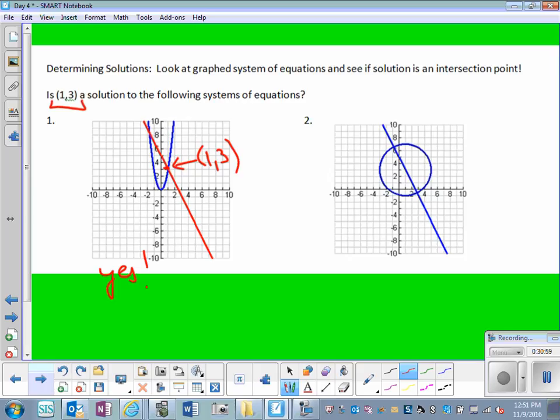1, 3. What about the second example? No. Everyone agrees? Lily, do we agree? So the answer is no. And why? Because even though the line goes through the point, the circle and the line are not touching at the same point. So this point 1, 3 satisfies the equation that gives us our line, right? It's on the line, but it's not on the circle. So it will not satisfy one of the equations, the circle equation. Questions about this?